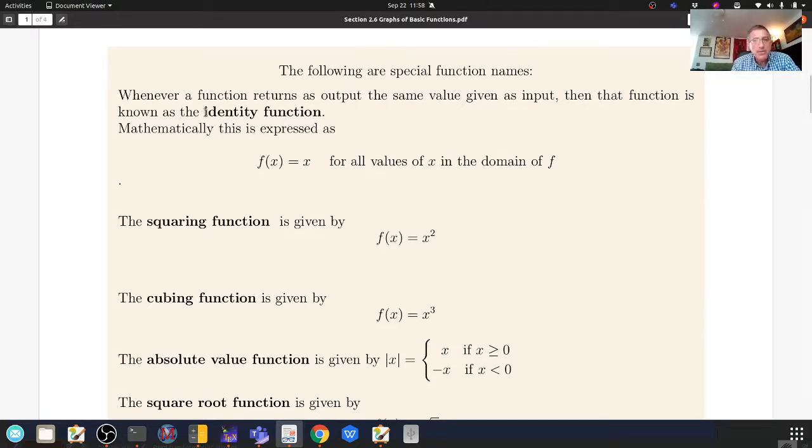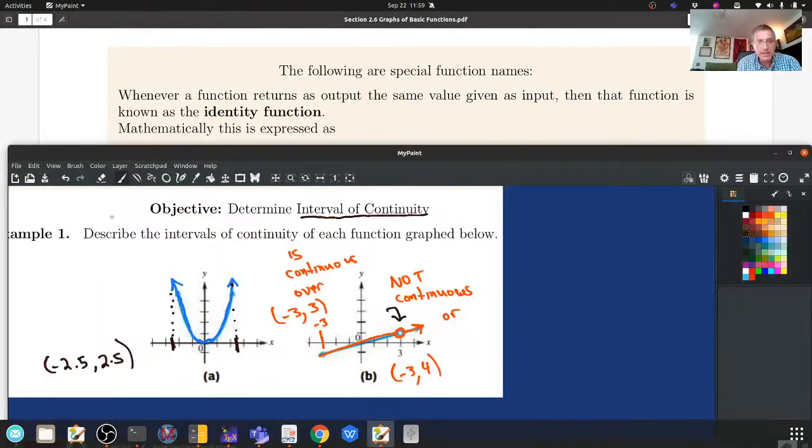So the first of all functions we have, and it's so simple, is called the identity function. It means your output is exactly the same as your input. It's the identity function.